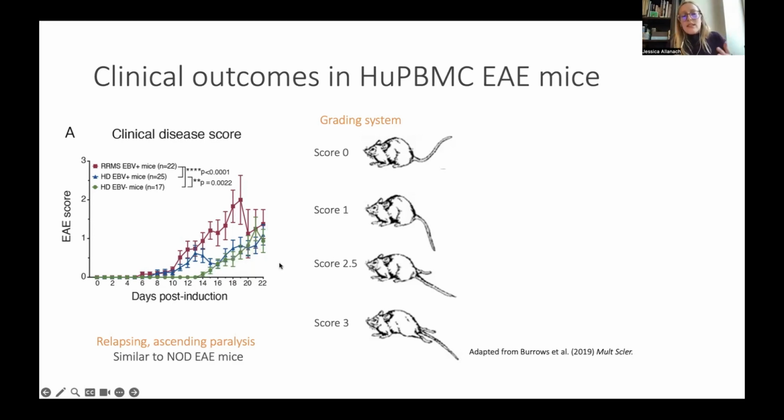What I find interesting is that anyone who's familiar with EAE models in general might know that NOD mice don't have that classic wave of symptoms where they stay paralyzed until the end of the experiment. NOD mice have this relapsing phenotype that's very similar to what you see for RRMS. And we see that with these mice as well. And we can actually see that our EBV seropositive groups, regardless of MS, onset at a very similar time, but that our MS patient mice continue to get sicker while our healthy donors sort of come back down to the level of an EBV negative. So our EBV positive healthy group looks like an intermediate between the two, negative and MS positive group.